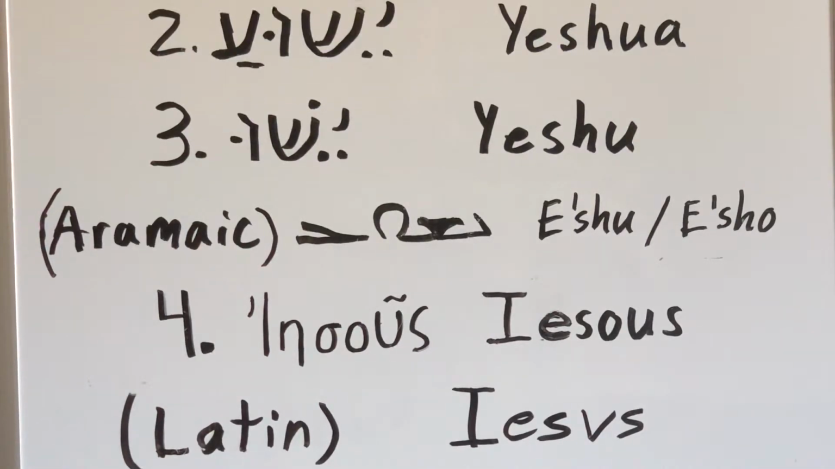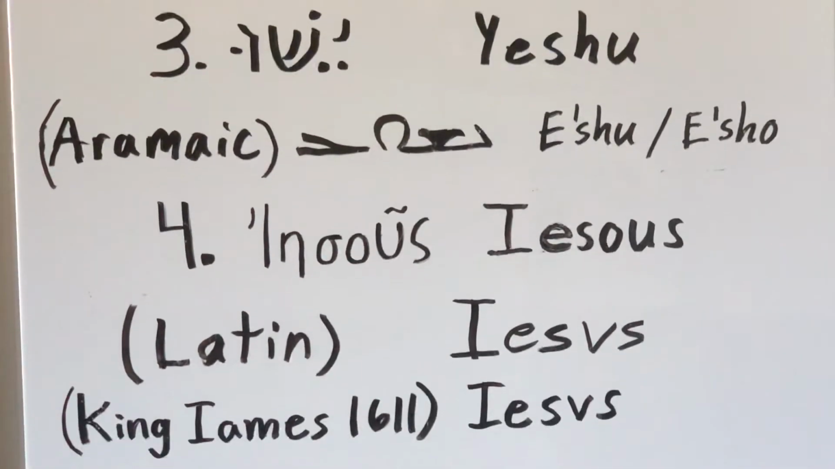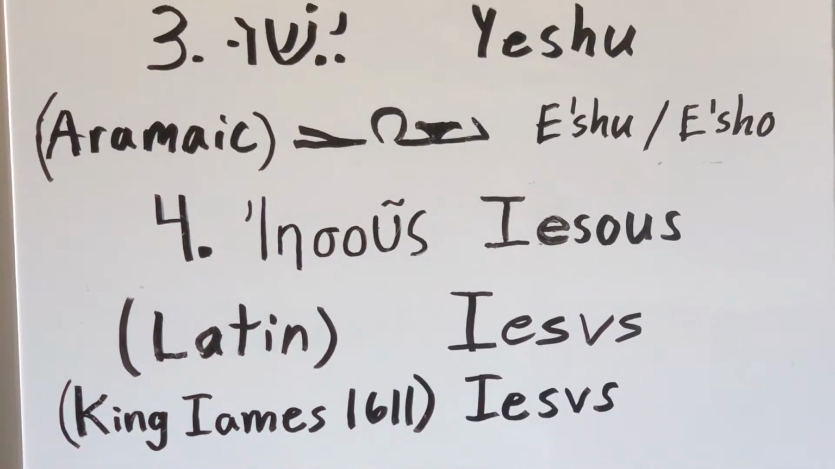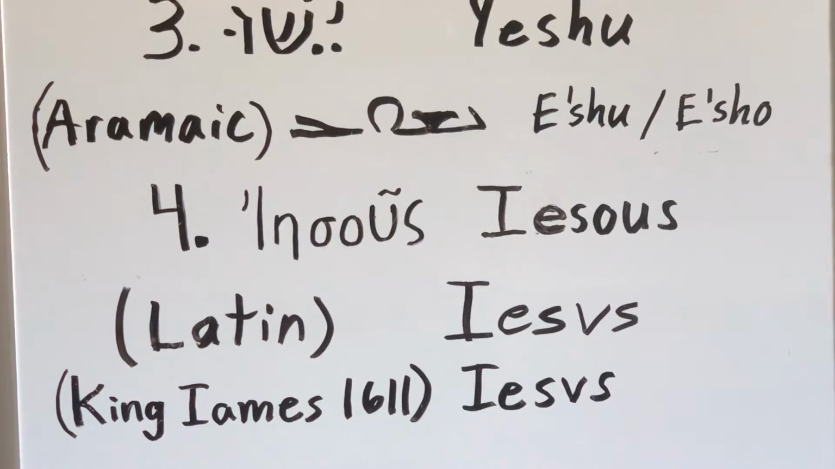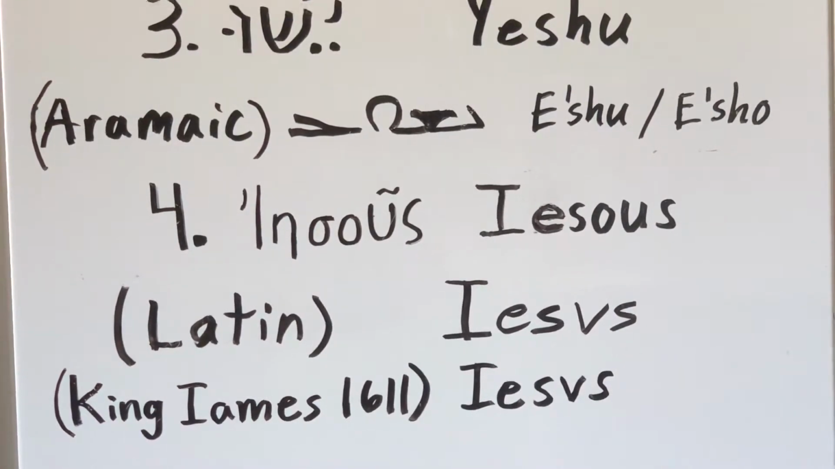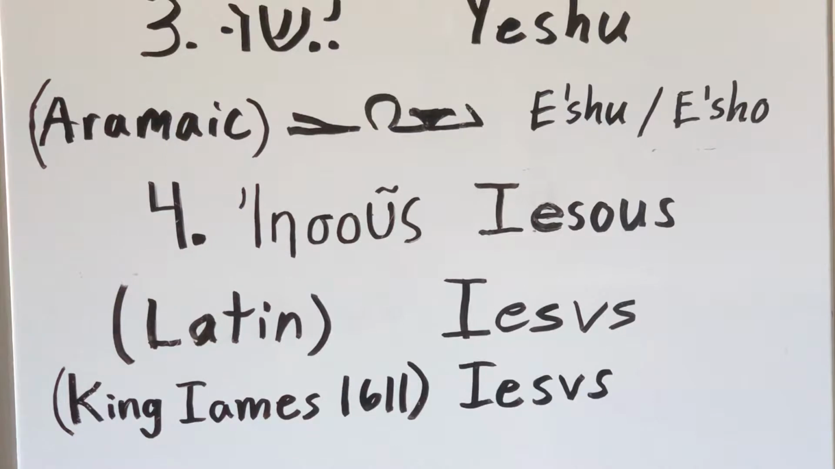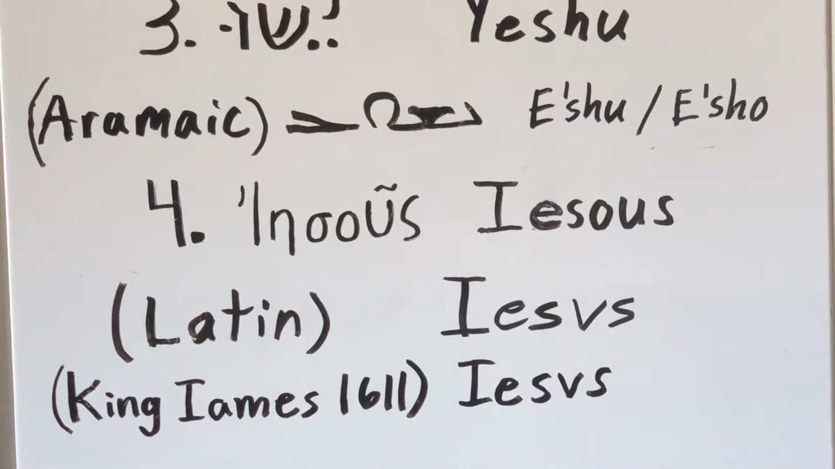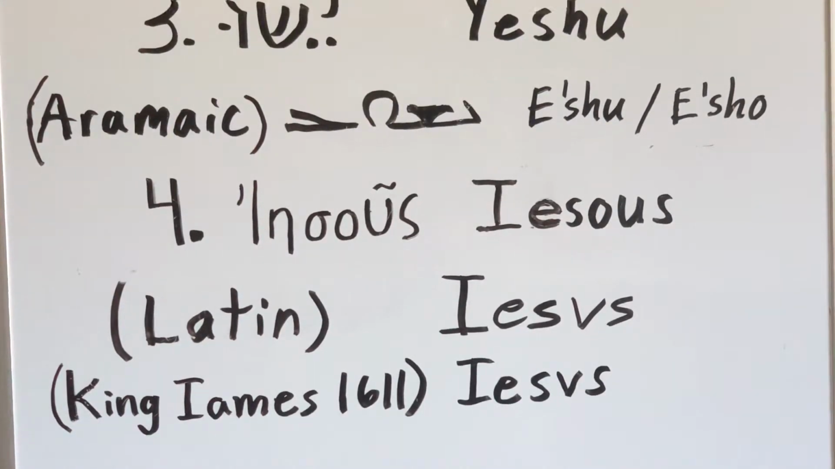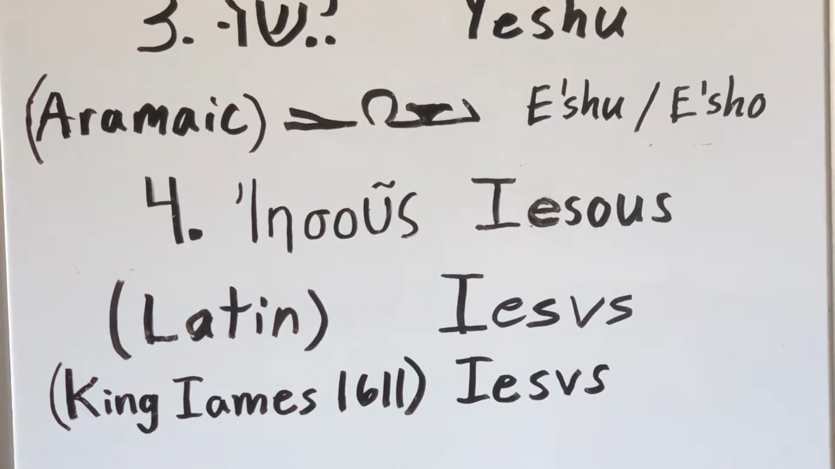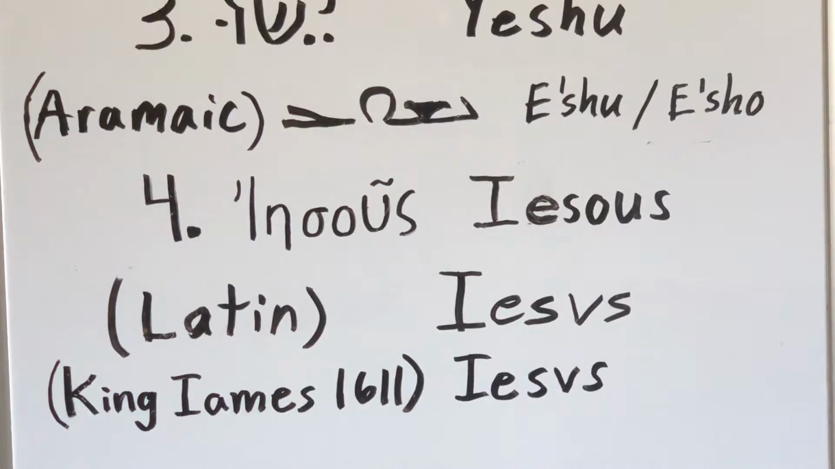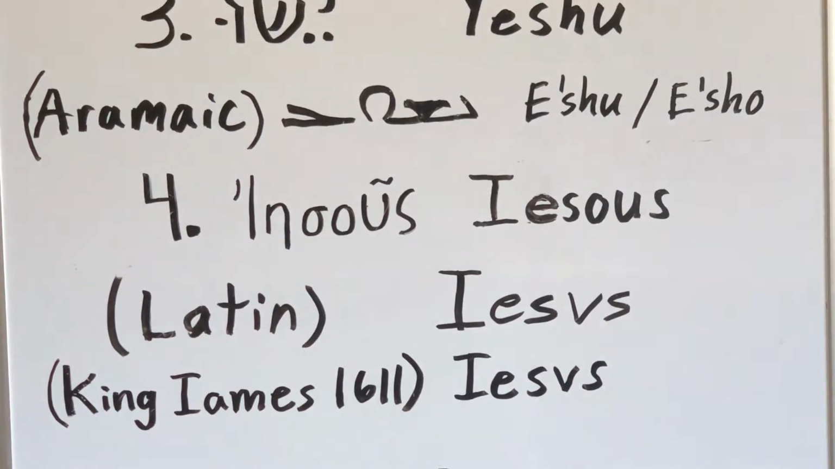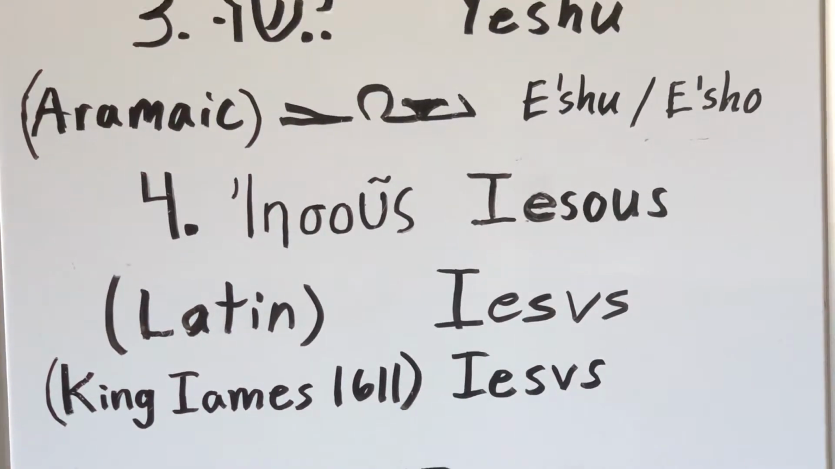And let's go ahead and move into the King James. Actually, the J wasn't invented until much later. The J was invented in Italy in 1524. The English didn't pick it up until 1633. So if you pull up the original King James 1611, you will see Jesus, and you will not see any J's. So we don't have the J yet.